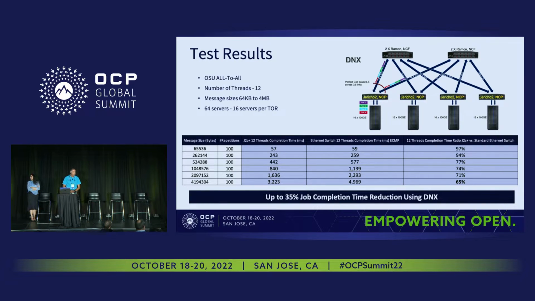One is a lab setup that we built in our labs. This is a relatively small setup. It includes 64 servers, 100 gig connectivity, and 4 top-of-rack switches. All the switches use UFI space white boxes. The top-of-rack switch is the Jericho NCP switch, and the spine switches are Ramon cell switches, which is called NCF. And they are connected. This is a relatively small setup.